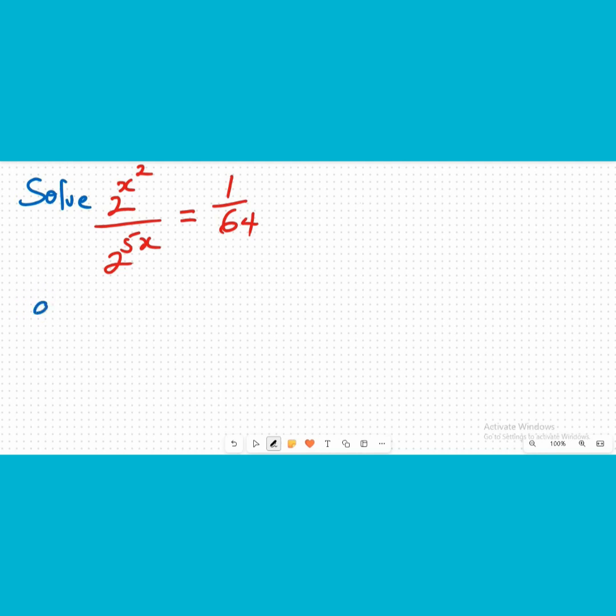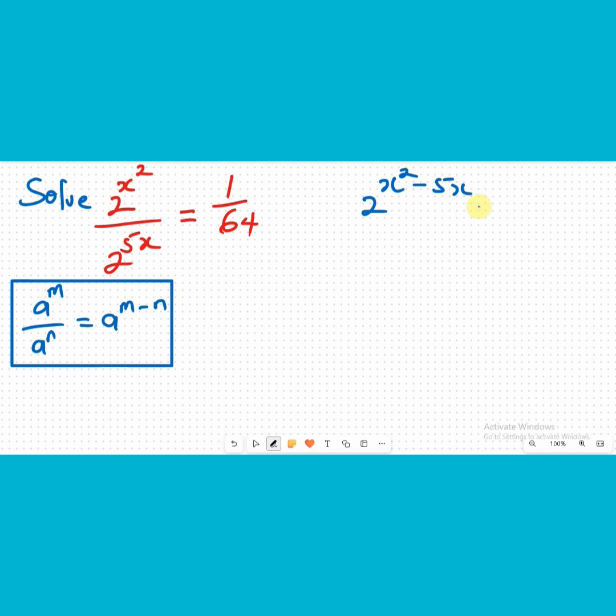Remember this law: if you have a raised to the power of m divided by a raised to the power of n, this is equal to, because a is the common base, I'll pick one base and subtract the exponents. So this is the law. I'm going to apply it here. I'll pick 2 because the base is common, and subtract the exponents: x squared minus 5x is equal to 1 over 64.